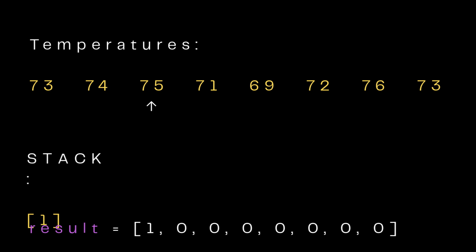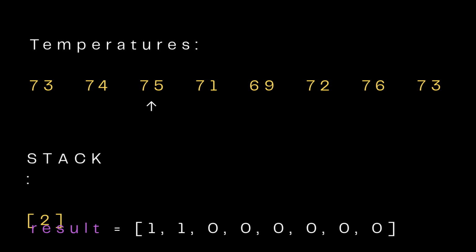Next comes 75. Again, 75 is warmer than the top of the stack, which is 74. So we resolve 74. It also waited 1 day. Then we push 75 into the stack. Now we get 71. 71 is not warmer than 75, so we can't resolve 75. We simply put 71 into the stack. Then we get 69. 69 is also not warmer than 71, so we put it into the stack. Now we have 3 temperatures waiting for something warmer.